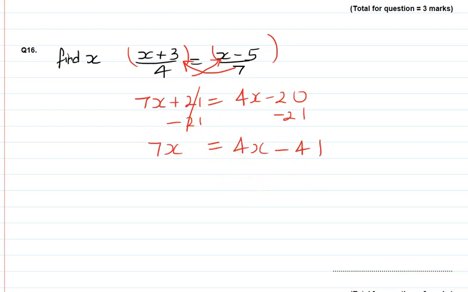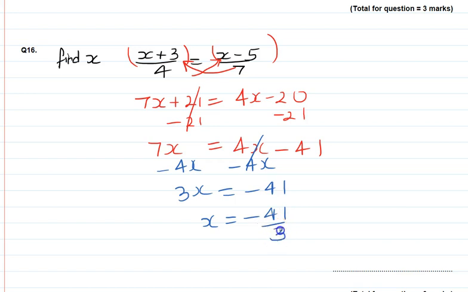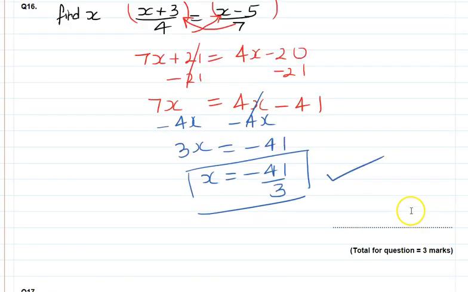Let's do minus 4x both sides. So minus 4x here, minus 4x. So it will be 3x. It is cancelled and minus 41. So x you can write down as minus 41 over 3. So that should be your answer. And if you want, you can change it into a mixed fraction as well. Otherwise, you can leave it as it is here. x is minus 41 over 3.